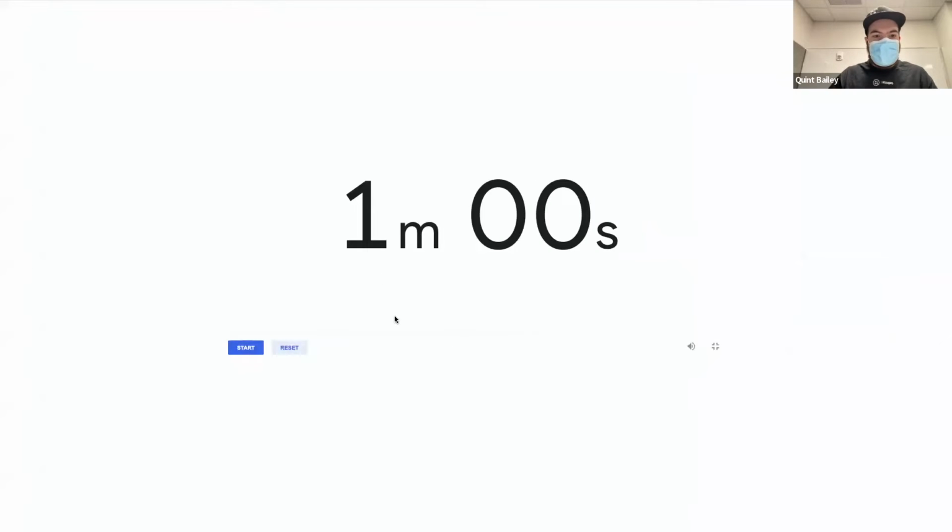Can you see the timer on my screen here? Yeah, I can. Cool. All right, I'm going to get started here. For the next 8 minutes, we're going to be drawing and or writing what our different ideas are for this solution. Are you ready? Yes. All right, I'm going to start and go.